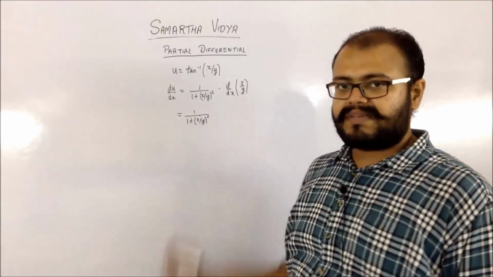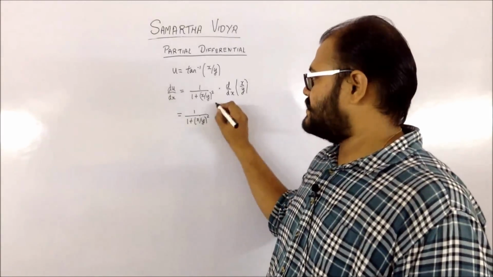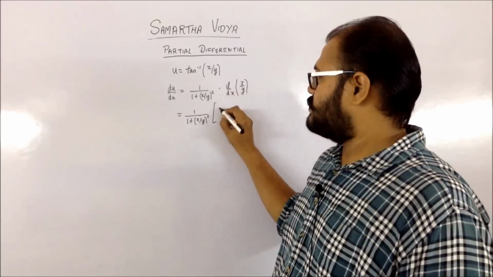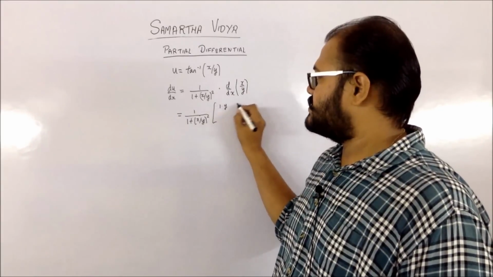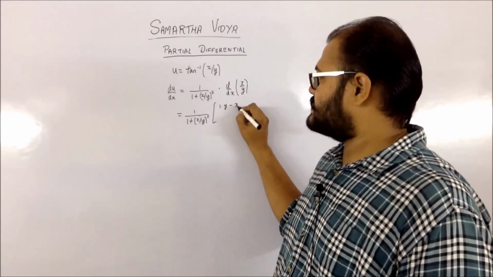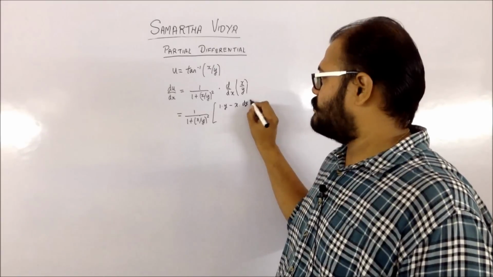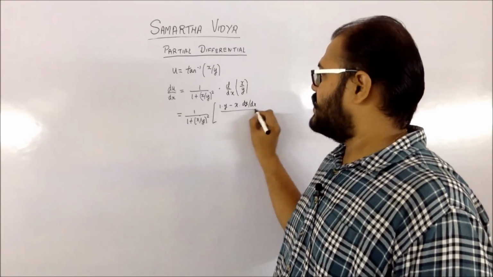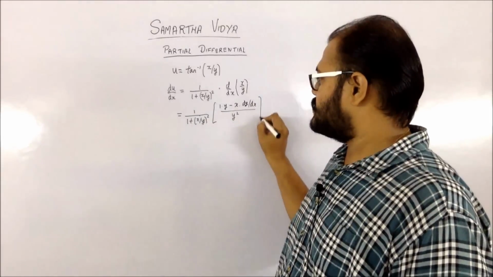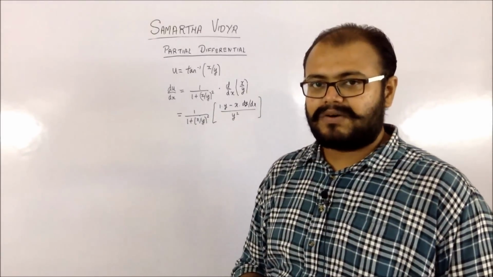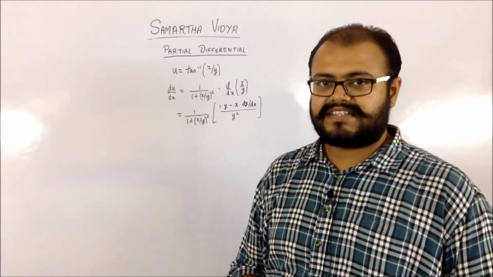So here you will be applying your u by v. You will be getting this term as derivative of x, which is 1 into y, minus x into derivative of y with respect to x, divided by y square. So this is the simple concept which you have learnt in your 12th standard.